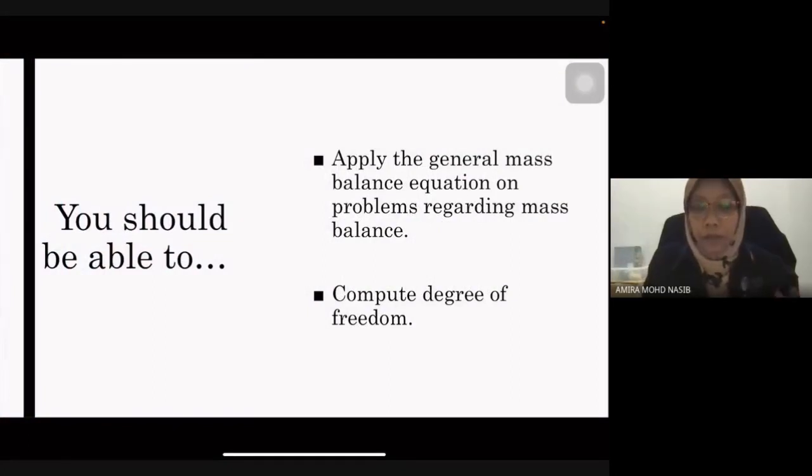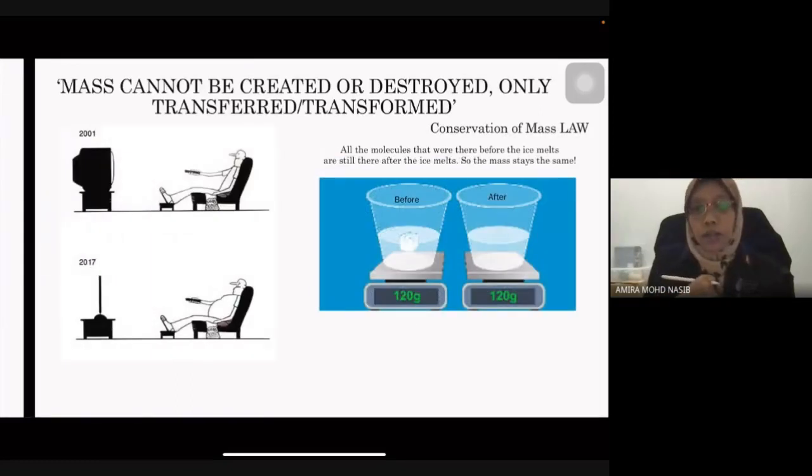For this week, on this current topic, you should be able to apply the general mass balance equation. Secondly, you should know how to use the degree of freedom for chemical engineering problems. We are going to learn about the conservation of mass law, which states that mass cannot be created, cannot be destroyed, it can only be transferred or transformed.